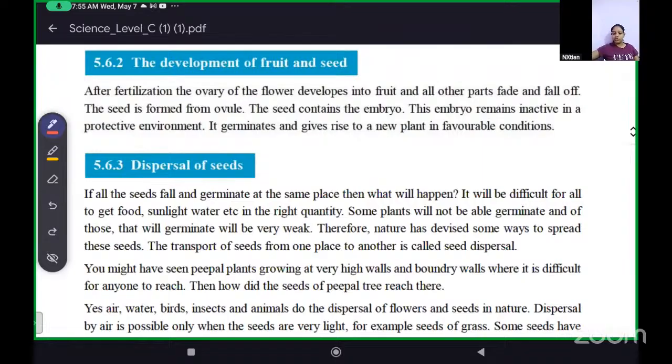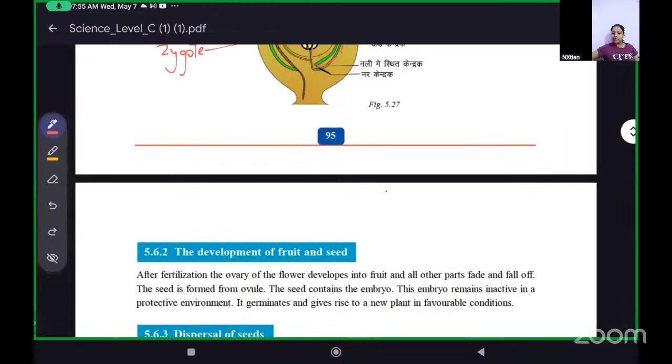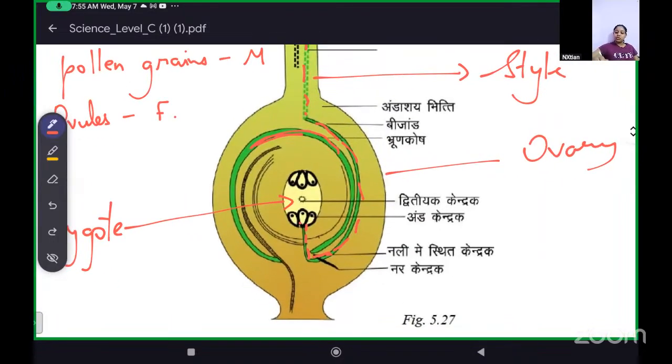After fertilization, the ovary of the flower develops into fruit, and all other parts fade and fall off. The seed is formed from ovule. The seed contains the embryo. This embryo remains inactive in a protective environment. It germinates and gives rise to a new plant in favorable conditions. Now, like I explained, this ovary portion of the plant becomes your fruit. After fertilization, this ovary becomes the fruit.